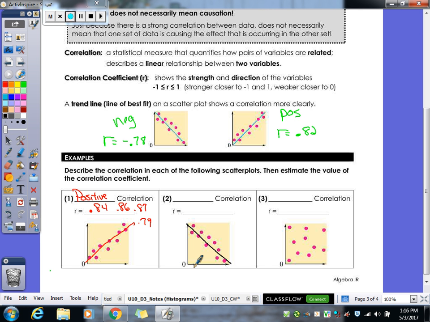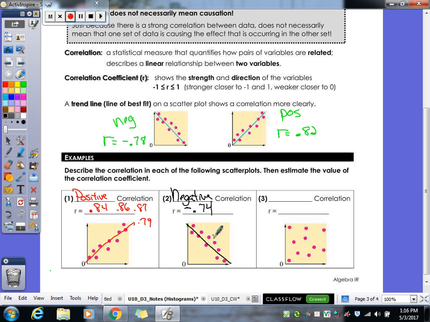This is a negative correlation. So I'll call this R value negative 0.74. I think those are a little bit farther away than the other ones were.